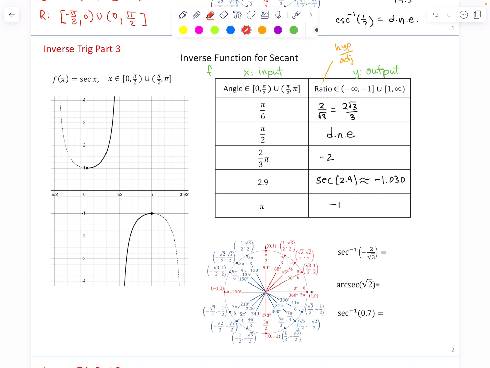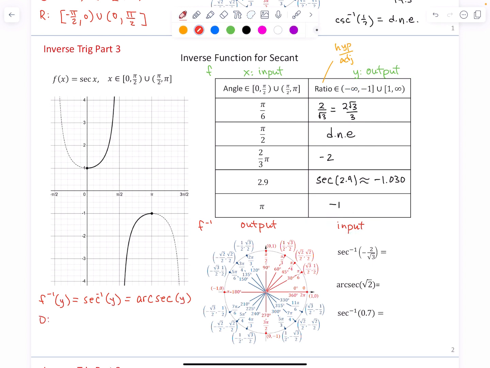So this cropped version of secant of x has an inverse. That inverse is going to treat the ratios as inputs and the angles as outputs. The notation for the inverse function is either secant to the -1 of the input variable, or you can say arcsecant of the input variable. And again, the letter I use for the input variable can really be any letter, but since we used y for the ratios, let's use y's as our inputs of the inverse.